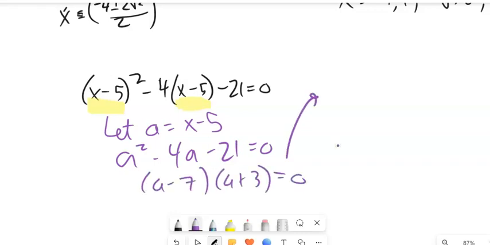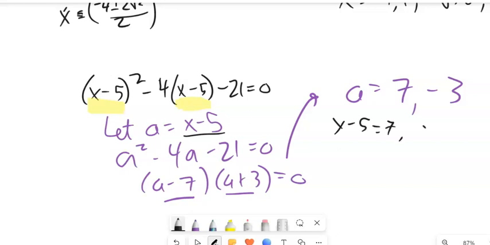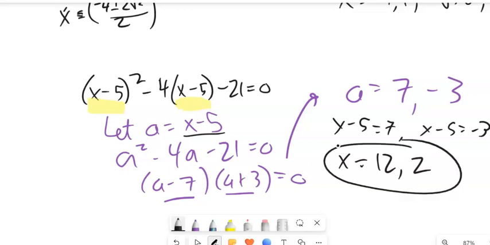So from there, I can say that a is 7 or negative 3, right? What makes this a 0? But got to wake up from my little substitution dream. I'm not looking for a, I'm looking for x. So that means x minus 5 equals those things. So x minus 5 equals 7, and x minus 5 equals negative 3. So I can solve those. Add 5 over here, 7, 8, 9, 10, 11, 12. Add 5 over here, and 2. There's my values.